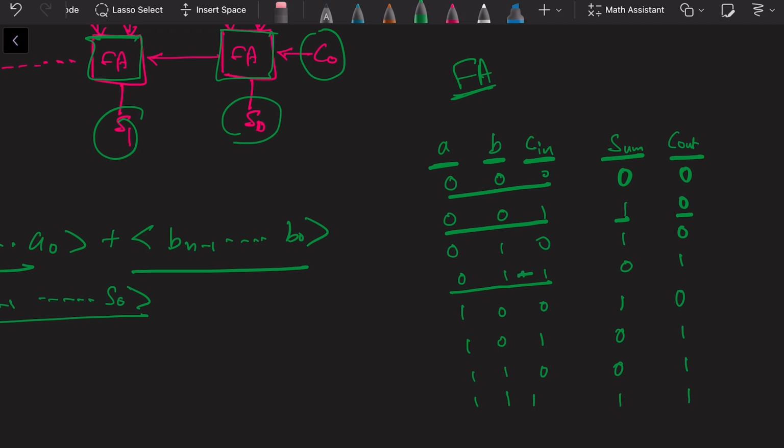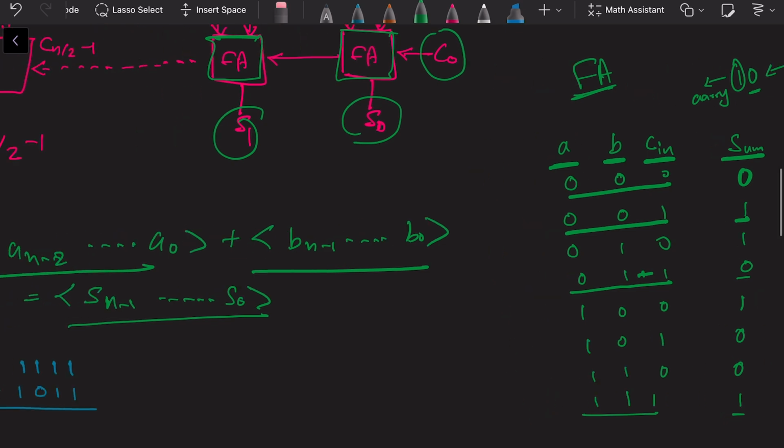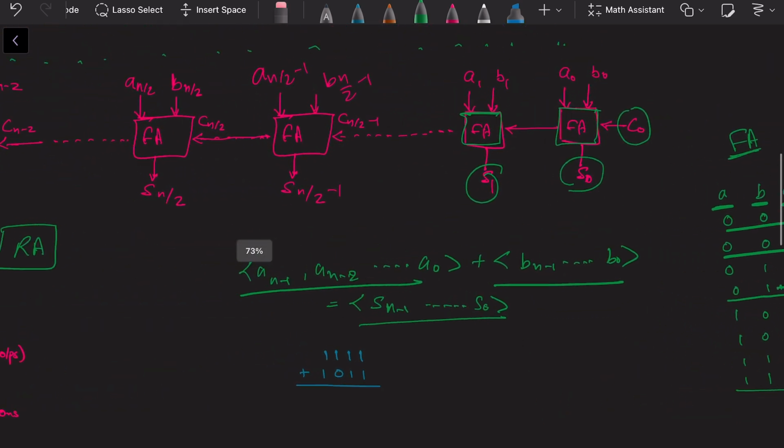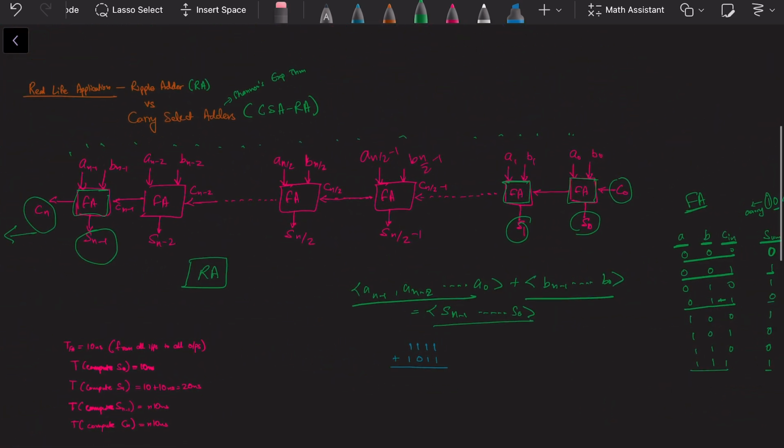So 2 is represented as 1, 0 in binary, right? Which means sum is 0 and this 1 is the carry, right? So you can see sum is 0, 1 is carry. Similarly, 1, 1, 1 is essentially 3. 3 is represented as 1, 1 in binary. So sum is 1 and carry is 1, right? Now let's move forward and let's look at the ripple carry addition.